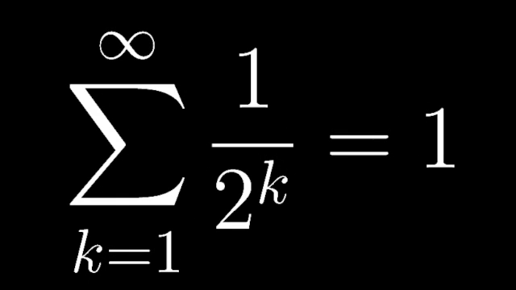As an example, let's look at the series of reciprocals of powers of 2. In other words, 1/2 plus 1/4 plus 1/8, on and on and on. As you add more and more terms, the value of the series gets closer and closer to 1. Thus, we say this series converges to 1.